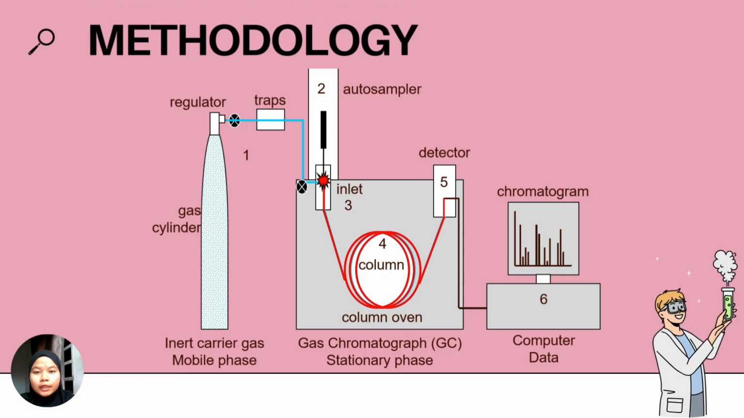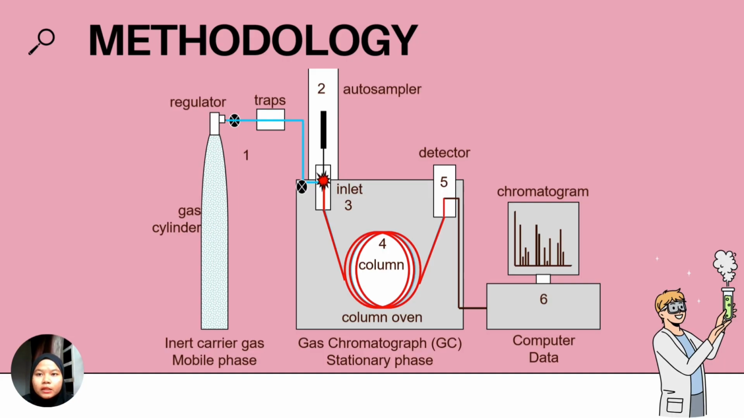Next, we will move to the methodology of gas chromatography. Gas chromatography is an analytical technique used to separate, identify, and quantify volatile compounds based on their interaction with a stationary phase and their volatility. First, an inert carrier gas, such as helium or nitrogen, is supplied from a gas cylinder. The regulator controls the gas pressure and flow rate. The carrier gas acts as a mobile phase, transporting the sample through the system without reacting with it.